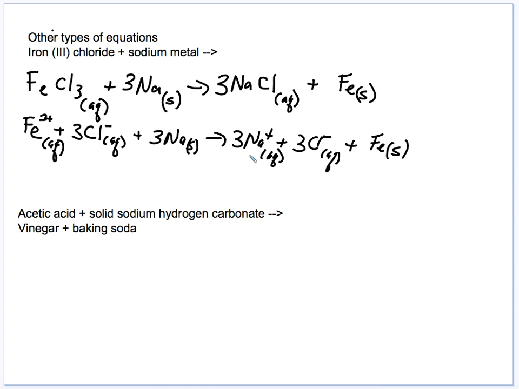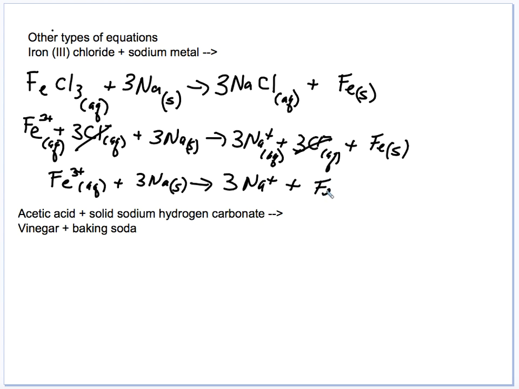Now, anything that's aqueous on both sides we can cancel out, like the chloride ion. The chloride is a spectator ion. We can't cancel out the sodium because it's not aqueous on both sides. Now we can rewrite. So Fe3+ aqueous plus 3 sodiums solid gives 3 sodium ions plus iron solid. Now, I forgot to put aqueous here.